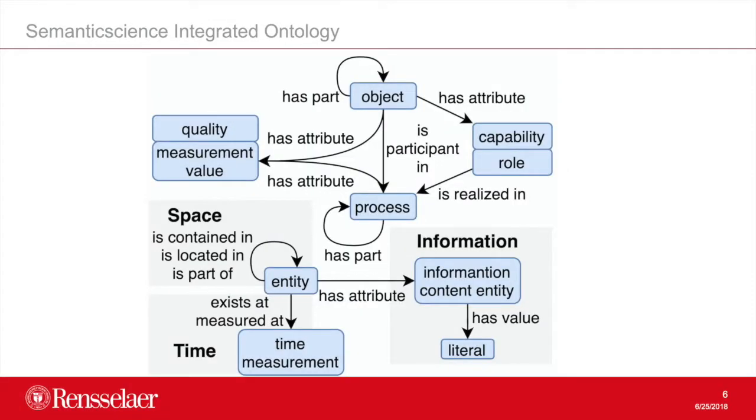As I was saying, the Semantic Science Integrated Ontology, or SIO, provides the basis for the NanoMine ontology. It provides a number of properties and upper-level classes that allow us to talk about things like attributes of objects, the fact that they're objects versus processes, roles, relations of things in space and time, and how information is organized.